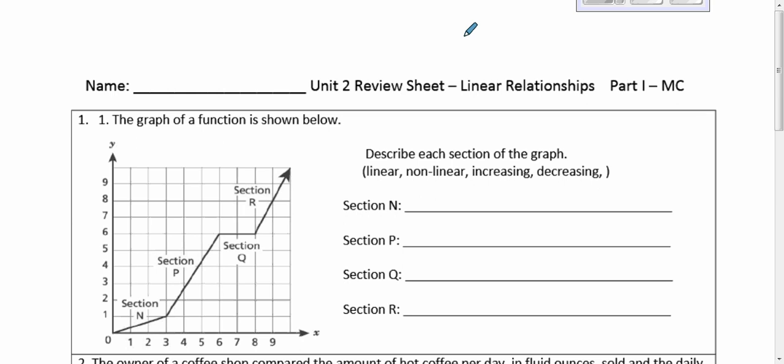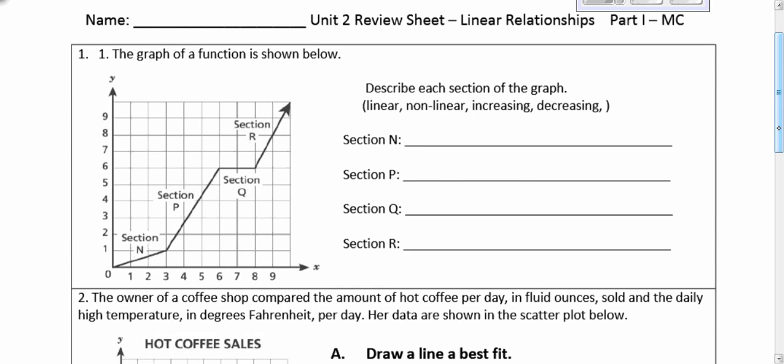This is the Unit 2 review sheet, linear relationships. Number 1 asks for the graph of a function is shown below, and it's broken into sections. Section N, Section P, Section Q, and Section R. It says describe each section of the graph, linear, nonlinear, increasing, and or decreasing.